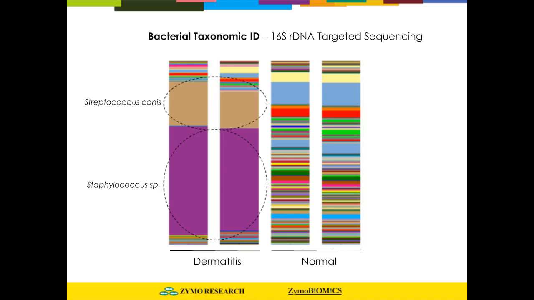Members from these 2 bacterial genera are all gram-positive organisms. They are very tough to lyse. And I would question if one can see such a dramatic difference between these samples if not preserving the samples in DNA Shield and processing them using the ZymoBIOMICS DNA Miniprep Kit.